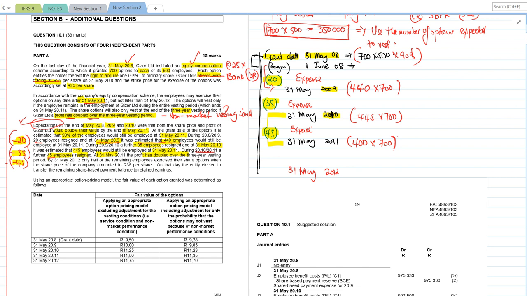So you need to show the examiner the calculation of 500 minus 20 minus 35 minus 45. We're only left with 400. So these ones will actually exercise the option. Now, from this point to 2012, from here, guys, going up to 2012, here it's after the vesting. And after the vesting, they need to what? Exercise, which means they need to pay, right? Whatever is not paid will be transferred in retained earnings.